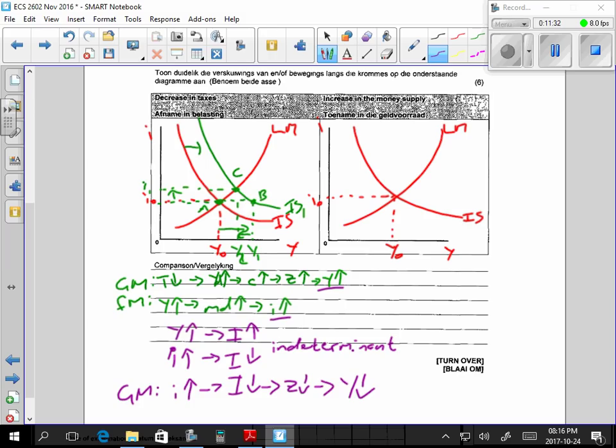When you shift your LM curve in graph number 2, it's a little bit more straightforward. A monetary expansion, monetary policy expansion, would shift the LM curve to the right. And you move straight from point A to point B.